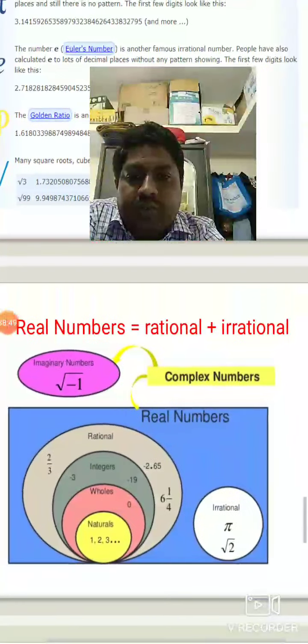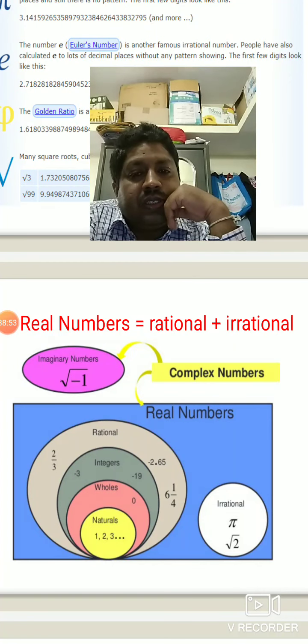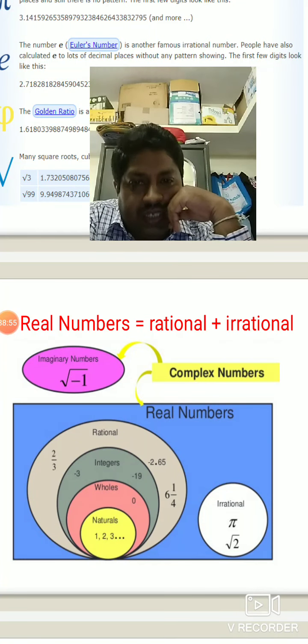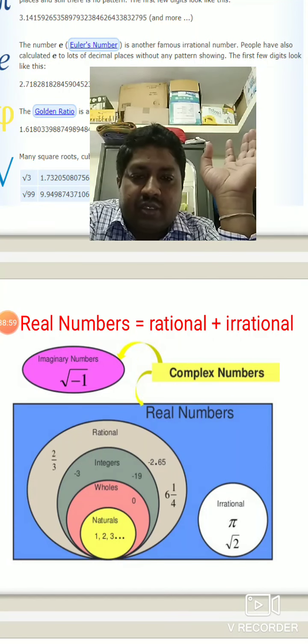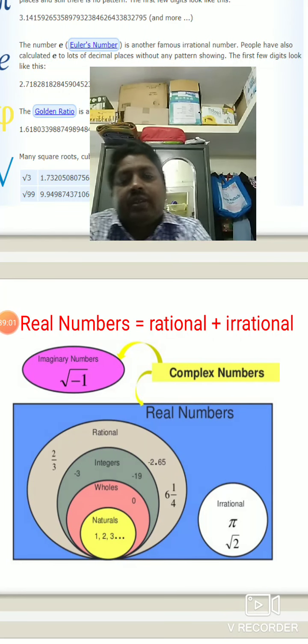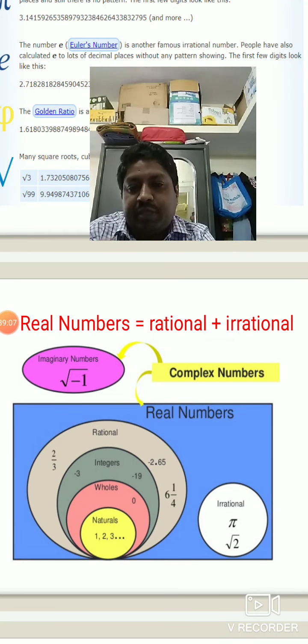Now real numbers. What are real numbers? Real numbers means rational plus irrational. See children, this chart you can observe here. It's a complete picture of a real number.